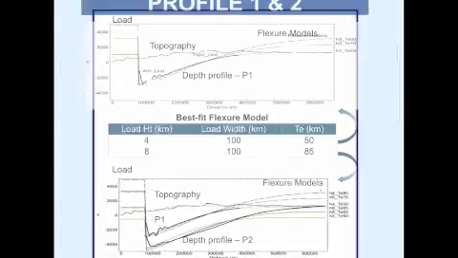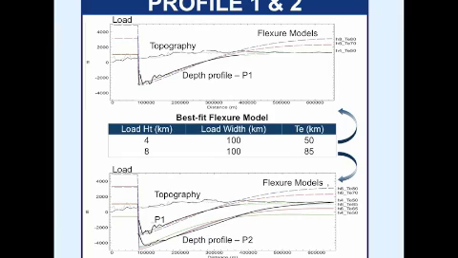Looking at our two profiles here, profile 1 is at the top and profile 2 at the bottom, so we're moving from west to east. For profile 1, you can see the load on the left-hand side, and we've got several different models, the red, blue and green lines, and we are fitting them to the dark black line, which is the depth profile. You can see the best fit model here is for an H, or height, of 4 kilometers and a TE, or strength, of 50 kilometers.